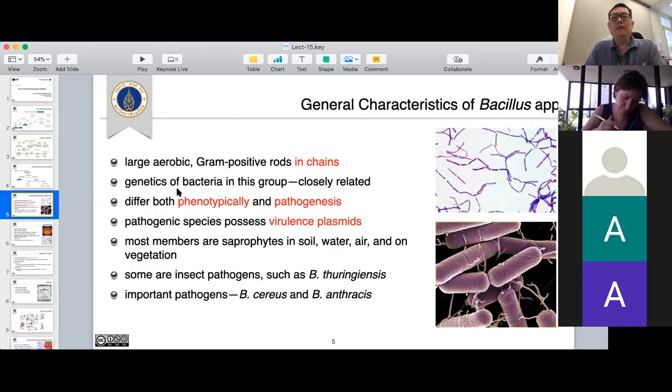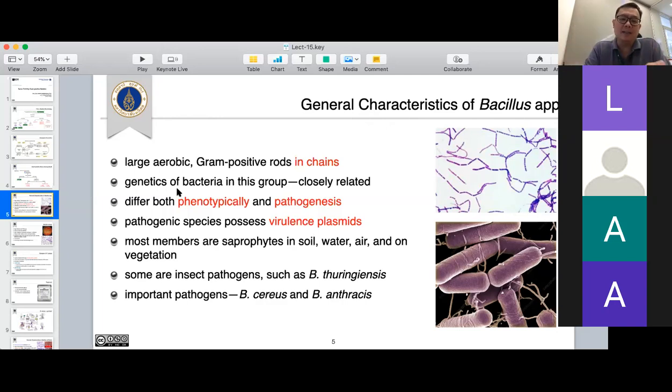Even though the genus Bacillus contains around 100 species, the genetic material inside these 100 species is very closely related, okay? But the phenotype, which refers not just to morphology but to metabolism, structure, or protein, is so diverse, okay? And their pathogenesis is also so diverse. So genetically similar, but phenotype and pathogenesis quite diverse.